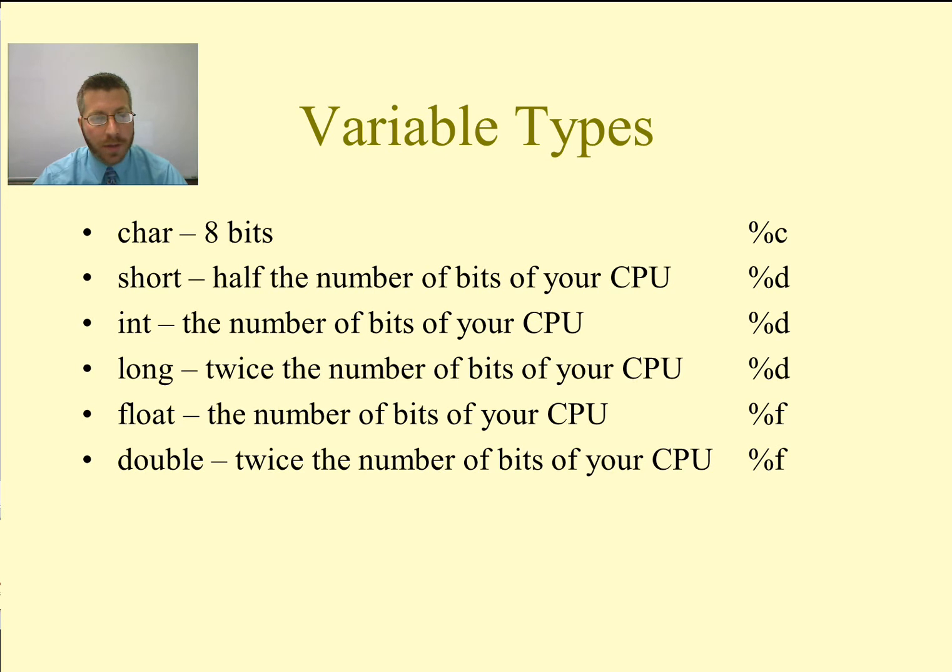We talked in our previous lecture that most CPUs used to be 32-bit. Currently, a lot of our CPUs are coming as 64-bit CPUs, and we talked about addressing how much memory we can address based on the number of address bits that we have in our CPU. So with an integer, it's the number of bits in your CPU, which currently would be either 32 bits or 64 bits. A short variable type would have half the number of bits of your CPU, and a long would have twice the number of bits of your CPU. So a long variable type would have either 64 bits or 128 bits, depending on if you have a 32-bit or a 64-bit CPU.